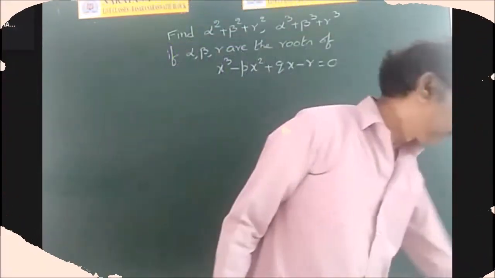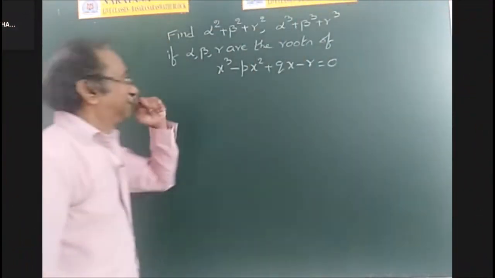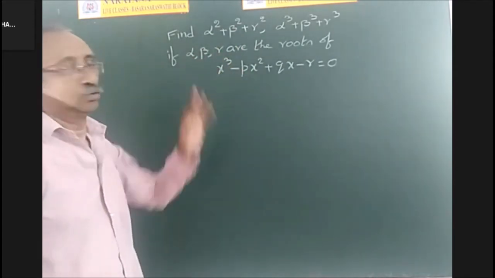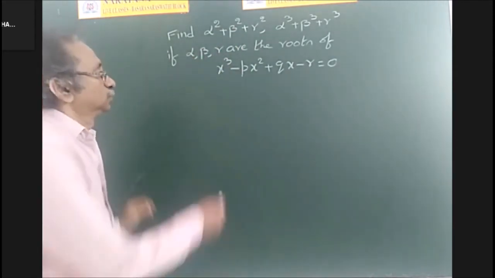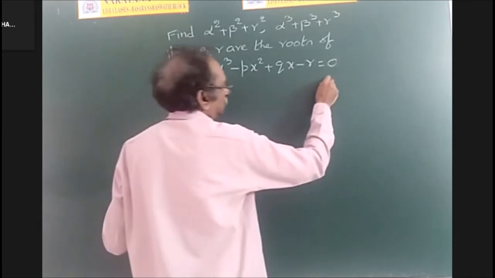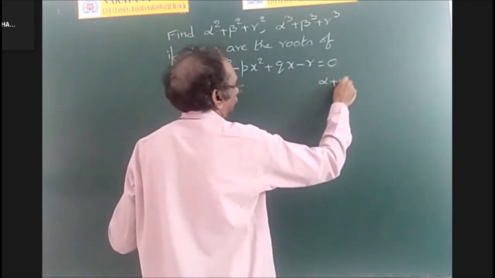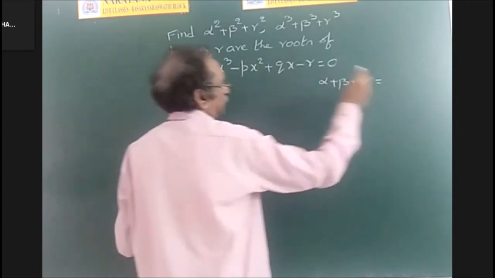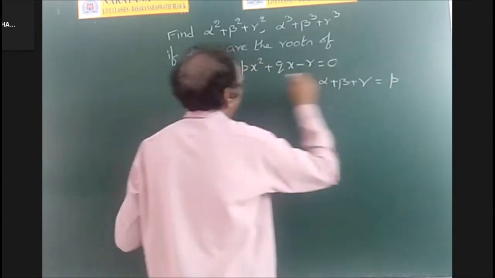So in terms of P, Q, R, find the values of these two, given that these three are roots of the cubic equation. So first of all, what we can write is alpha plus beta plus gamma. What is the sum of the roots? So minus of minus P, P by 1.